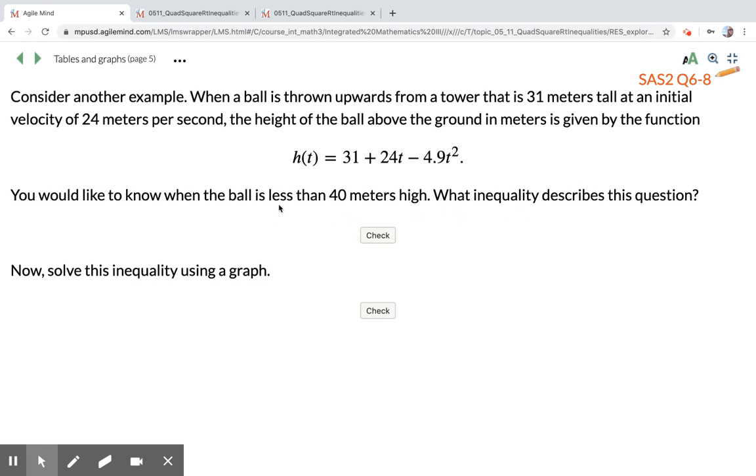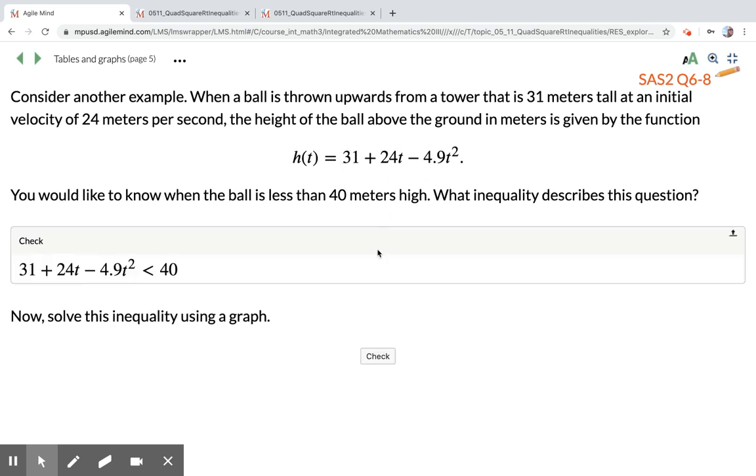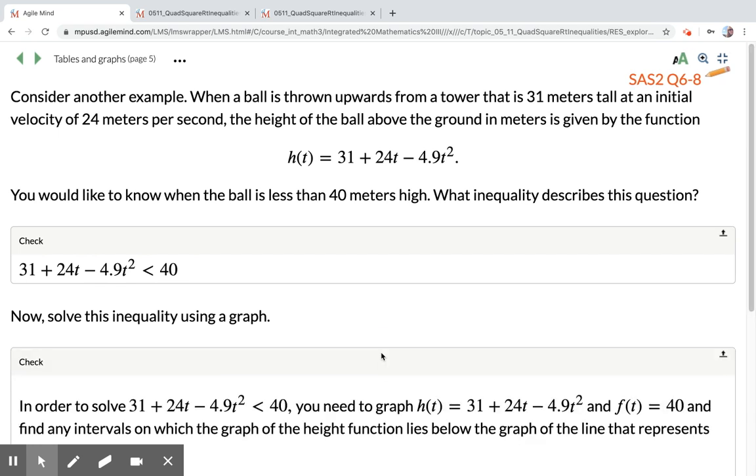All right, first of all, I want to know when the ball is less than 40 meters high, which means I want to know when this lovely quadratic will be less than 40. So I wrote that for question number 6. Now for question number 7, if you recall from last time, I'm going to graph it. I'm going to do y equals my quadratic, and y equals 40, and graph them both on the same graph.